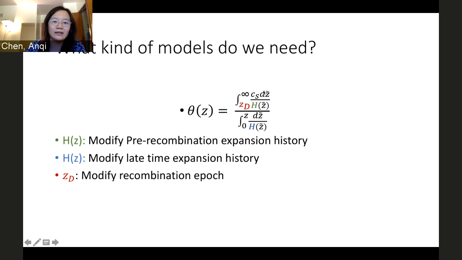The sound horizon is the integral of time over the sound speed up until the decoupling of the photon. And the lower part, the denominator, is the late time geometry: how long this photon traveled from, for example, the recombination to us.